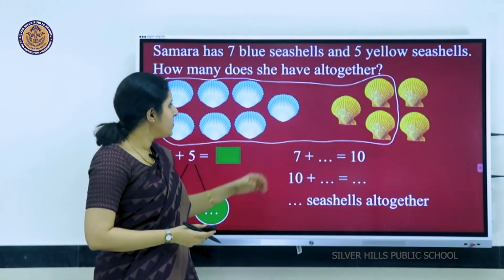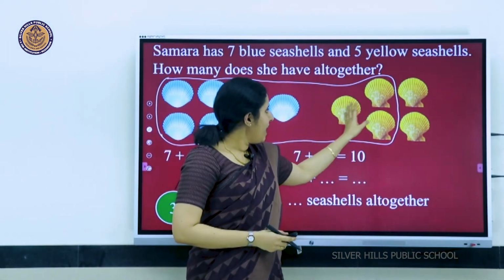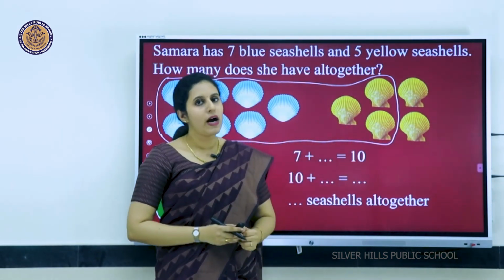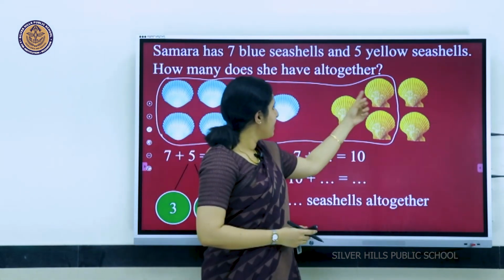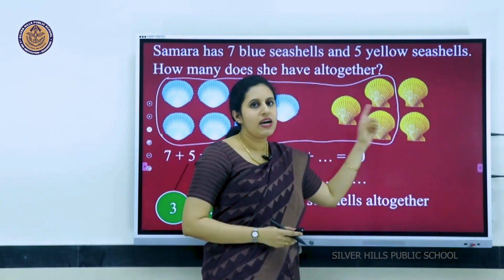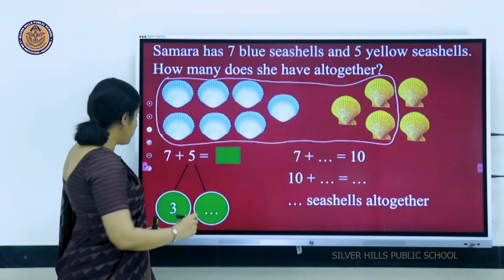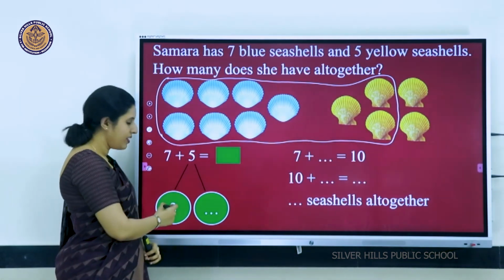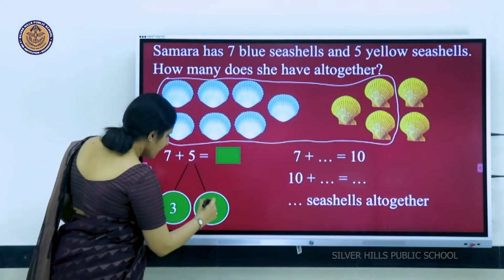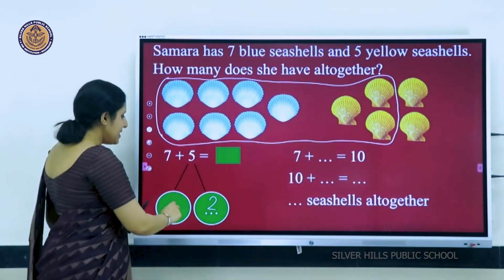Now children, if you see here, you can see that we have divided the 5 yellow seashells into 2 parts. In the first part there are 3, in the second part there are 2, and that you have to write here on the number board. See, one is already written for you, it is 3. And what is the other part? It is 2. Yes. So, the number bond is 3 and 2.